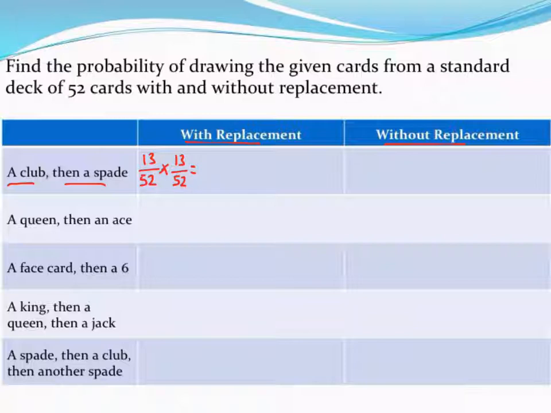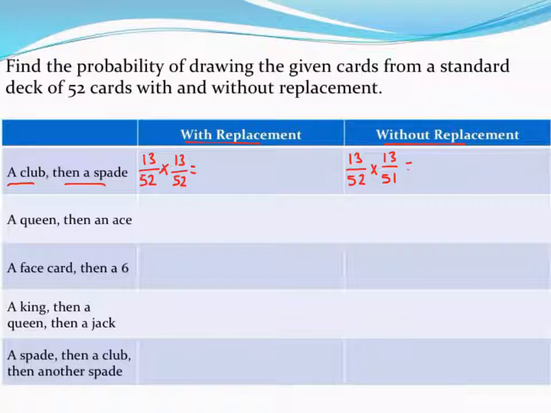Let's take a look at how that would work without replacement. Well, again, that first one won't change. There's still 13 clubs in the deck out of 52. However, this time I take that club and I throw it away. There's still then 13 spades, but I'm only pulling from 51 cards at this point. So that has dropped. Again, we'll get our final answers at the end. I'll have those pop up real quick.